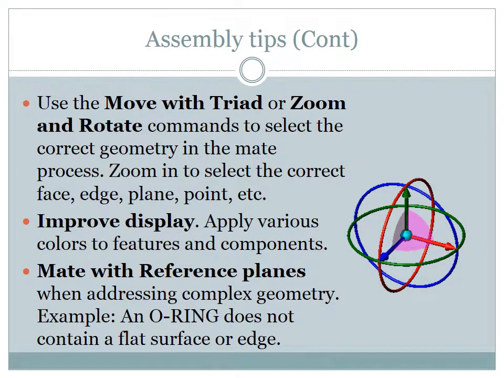Use the Move with Triad or Zoom and Rotate commands to select the correct geometry in the mate process. Zoom in to select the correct face, edge, plane, or point. Improve the display by applying various colors and features and components. Mate with reference planes when addressing complex geometry. Example, an O-ring does not contain a flat surface or an edge.